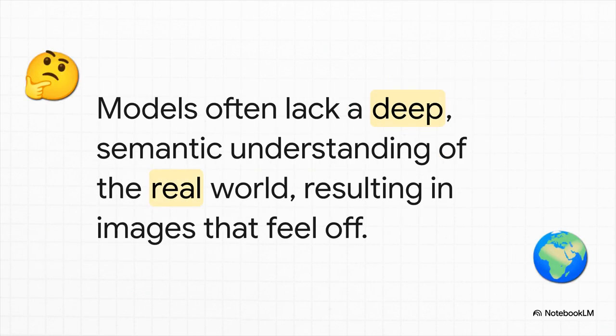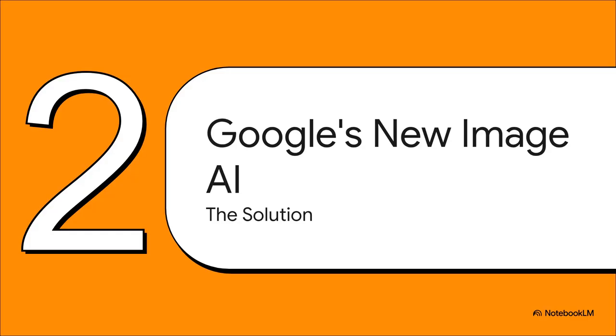And finally, there's that weird little uncanny valley thing. Sometimes the pictures look gorgeous, but they don't quite understand the real world. The physics are a little wonky or the context is all wrong. It just feels off. Well, the good news is Google has been listening. They heard all of this feedback, and their answer is a massive upgrade designed to fix these exact problems.